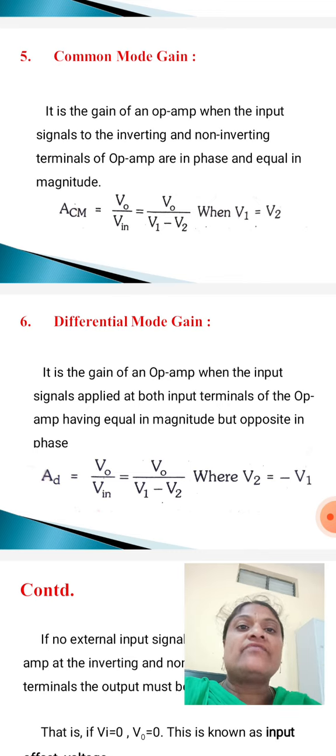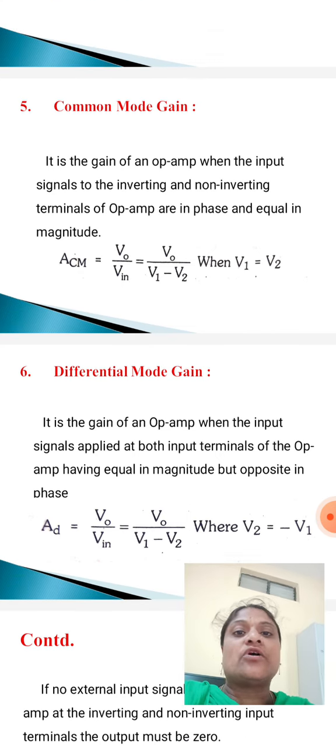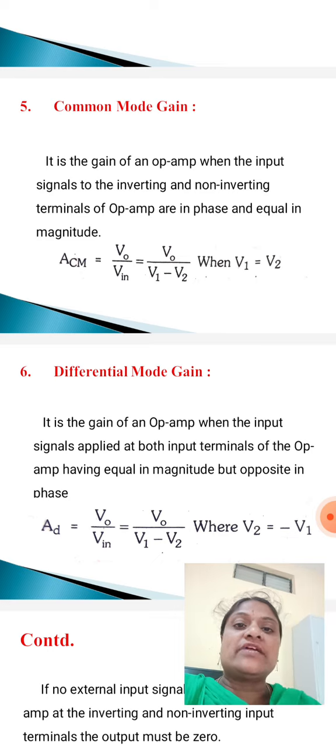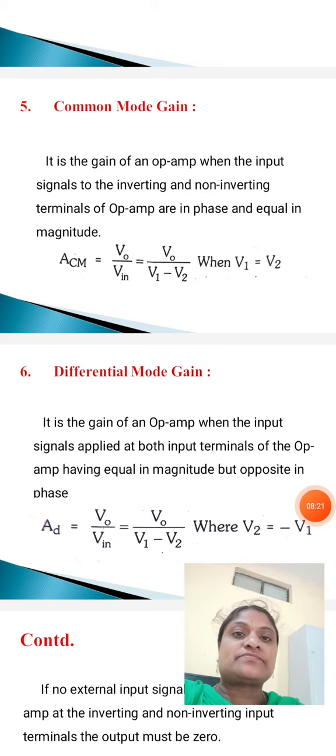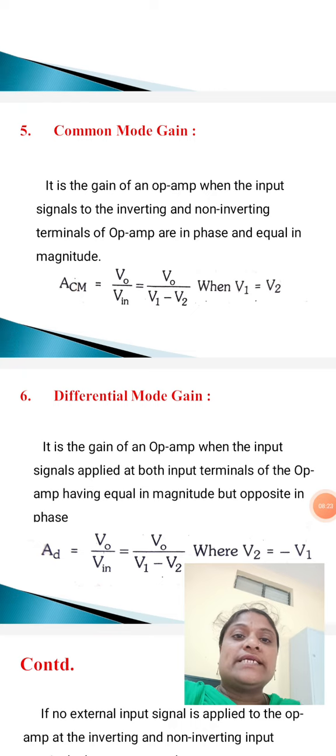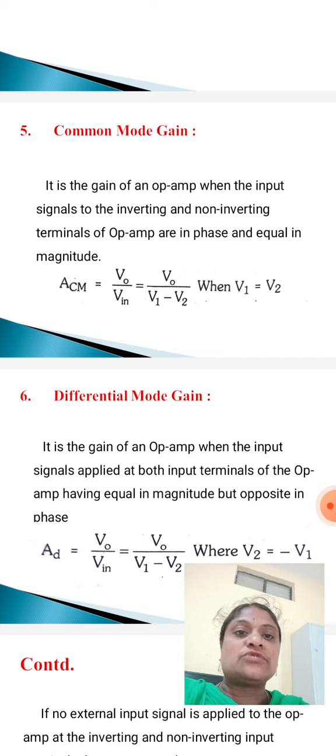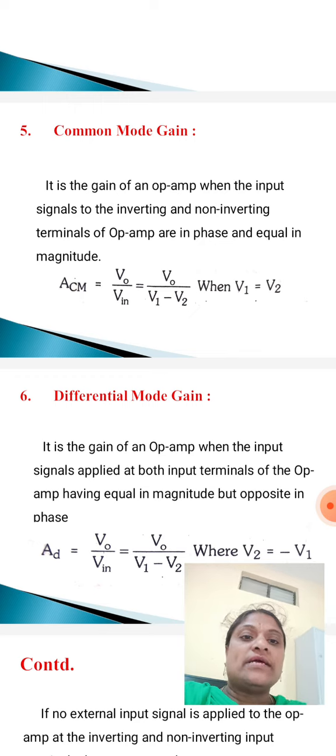Common mode gain is the gain of an op-amp when the input signals to the inverting and non-inverting terminals of the op-amp are in phase and equal in magnitude. I repeat this point again: common mode gain is the gain of an op-amp when the input signals to the inverting and non-inverting terminals are in phase and equal in magnitude.